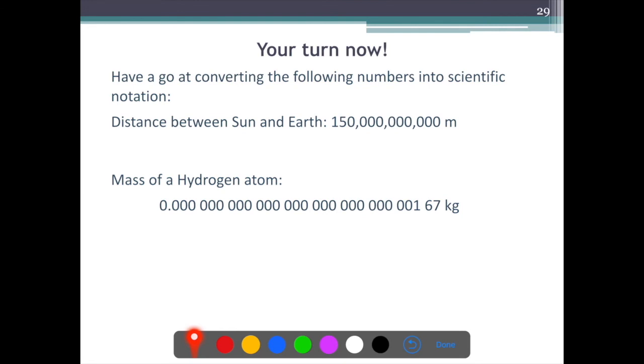So why don't you have a go and convert these numbers into scientific notation. You have here the distance between Sun and Earth, which is a very big number, and then the mass of a hydrogen atom, which is a very small number.